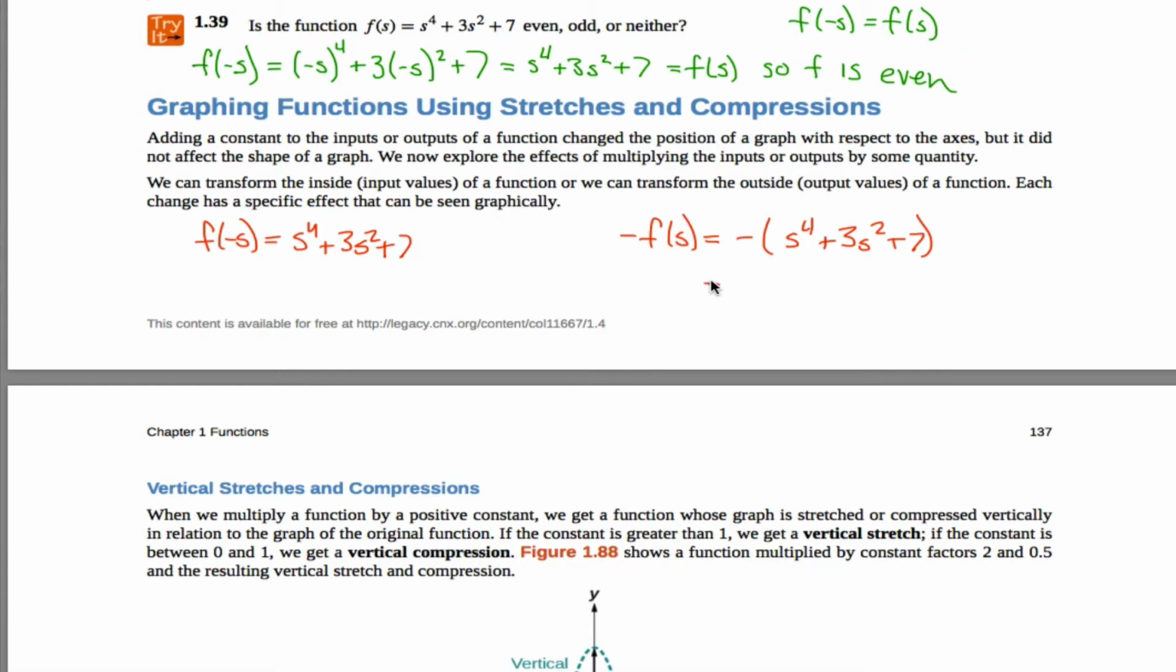Which, if I want to get rid of the parentheses, I could distribute that negative through and get here. This is not the same as this. F of negative s does not equal the negative of f of s, so f is not odd. It is even, it's not odd. That's the end of this one.